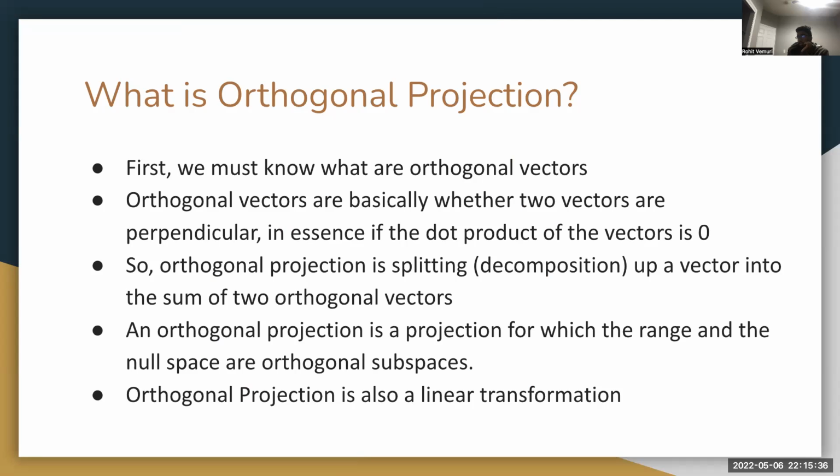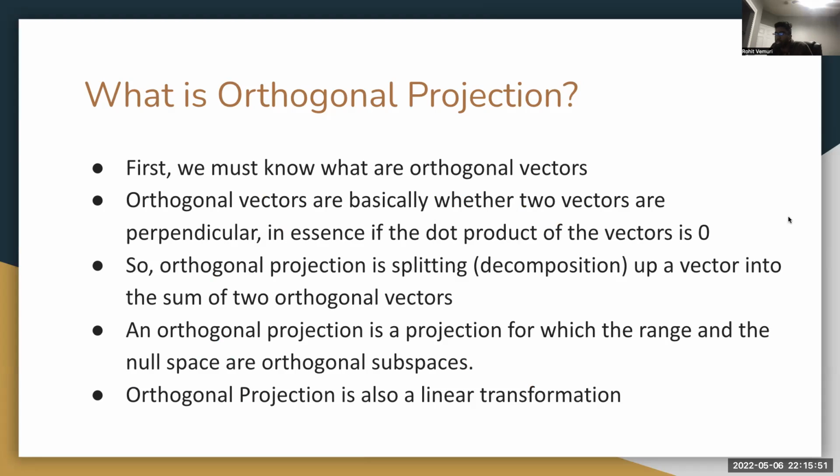That's what we're doing. An orthogonal projection could also be called a projection for which the range and the null space are orthogonal subspaces, and orthogonal projection can also be part of a linear transformation. So it is a type of linear transformation.